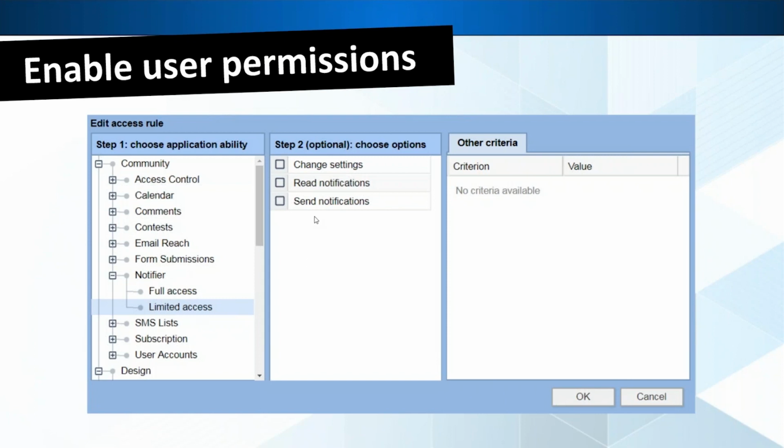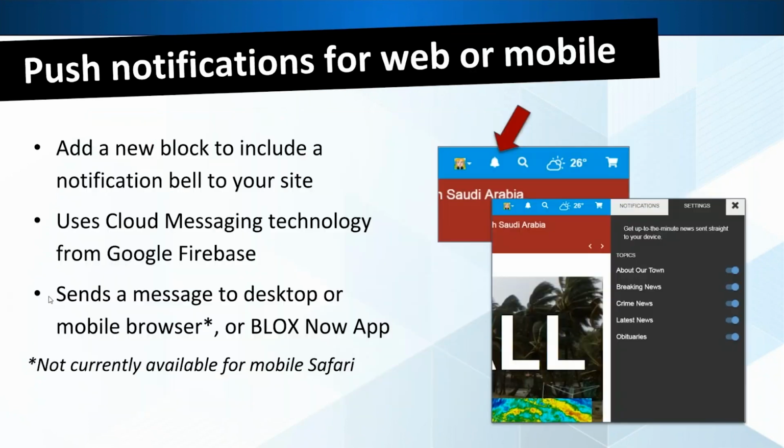But if you go to notifier and then limited access, you can say that they have access to read notifications and send notifications. You probably want to limit change settings, and that's the one where they get to create new channels and automatic triggers. But I would recommend that your reporters at least have the ability to read the notifications and probably send the notifications, or you might want to limit the send notifications to your editor staff.